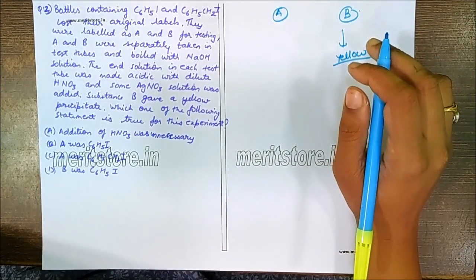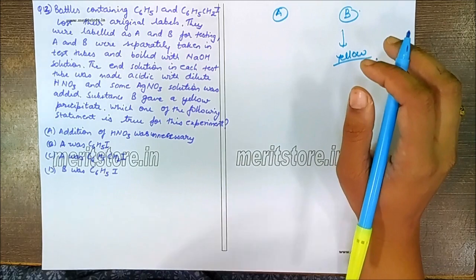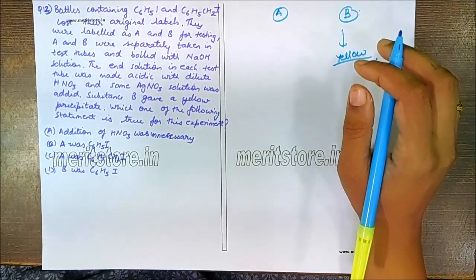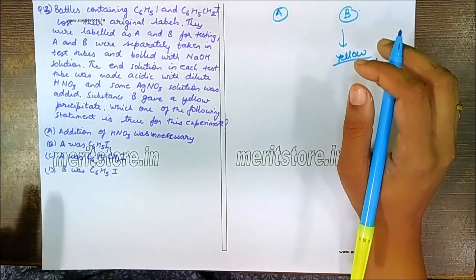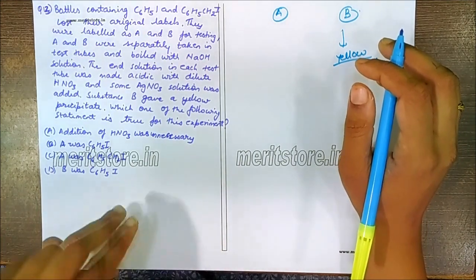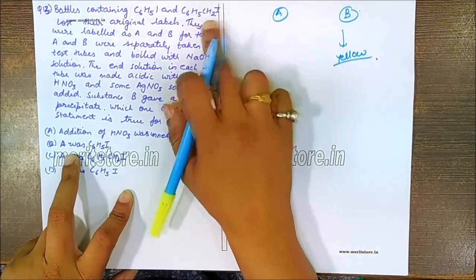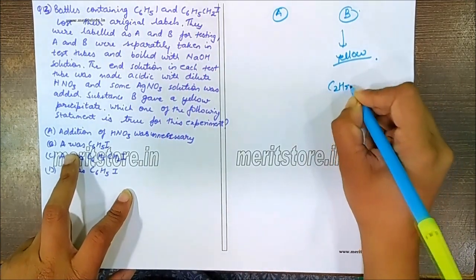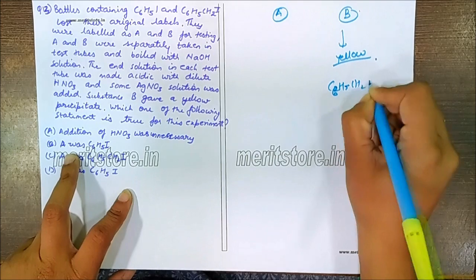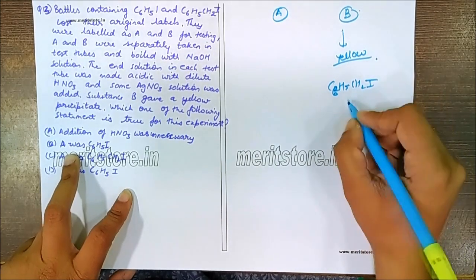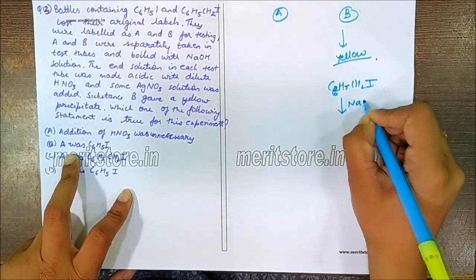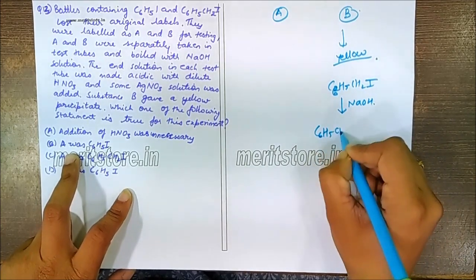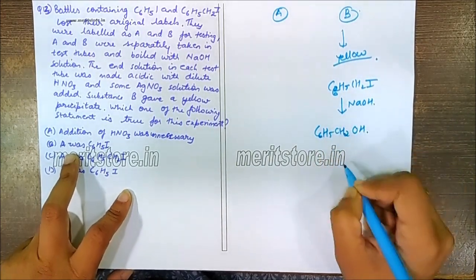If I talk about the aqueous NaOH solution and all these reactions, definitely these are reactions with the one containing C6H5CH2I, because C6H5CH2I is an aliphatic iodide. If you boil it with the NaOH solution, this will turn to C6H5CH2OH.